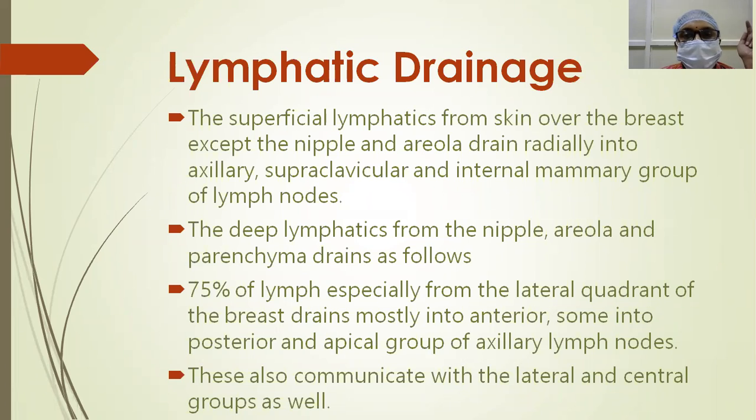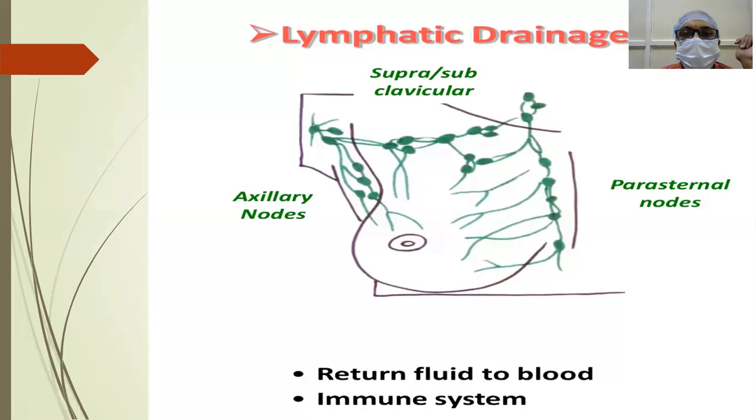The deep lymphatics from the nipple and areola drain like this. 75% of the lymph, especially from the lateral quadrants of the breast, drains mostly into the anterior and some into the posterior and apical group of axillary lymph nodes. Anterior, posterior, and apical group. They also communicate with the lateral and central groups as well. So this is the lymphatic drainage: supraclavicular, subclavicular, and the axillary nodes, the nipple and areola, and the anterior, posterior, and apical nodes.